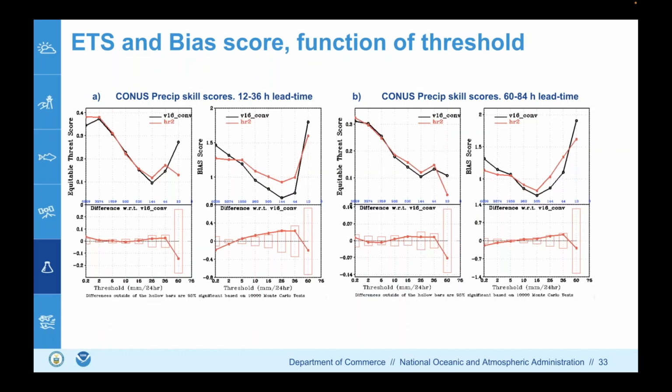Here I also include some uncertainty bars. So this is the ETS score, this is the bias score, and these are for early lead times. And in particular in the bias score, you can see the HR2 version is closer to 1, and at some thresholds also statistically significant. And I think in general, even at longer lead times, you see the same direction, but perhaps not statistically significant at that point due to the small sample.